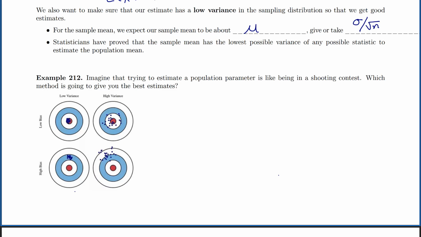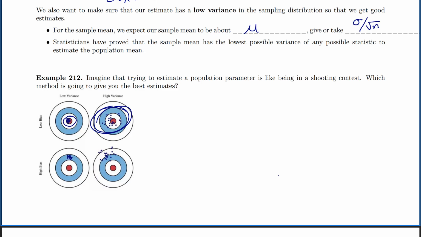Now I want you to visualize this so that you can see why we want to have low bias and low variance. Pretend that trying to estimate a population parameter is like being in a shooting contest. Which method gives you the best estimates? Let's start with a bad example, like right here. The points are all kind of centered on the target. They have low bias. They're centered around the bullseye where they're supposed to be. But the variance is really high, so they're not really close to the bullseye. Versus right here, we're centered on the target where we're supposed to be. It has a very low bias, and the variance is also really low.